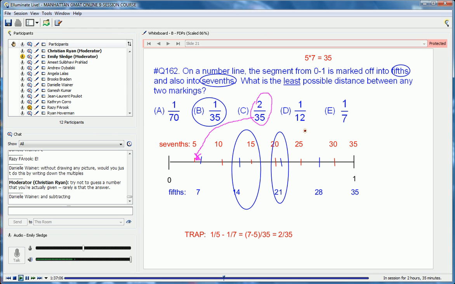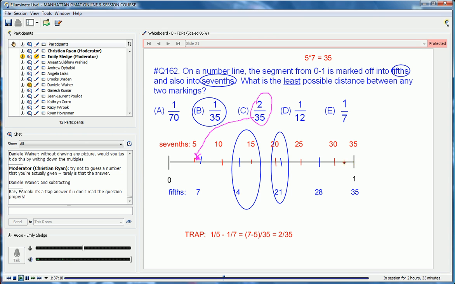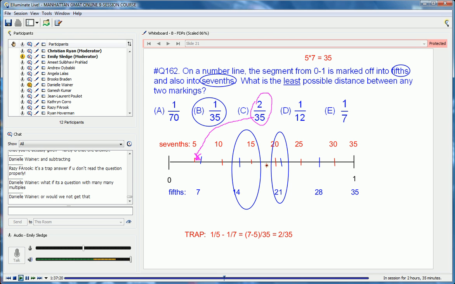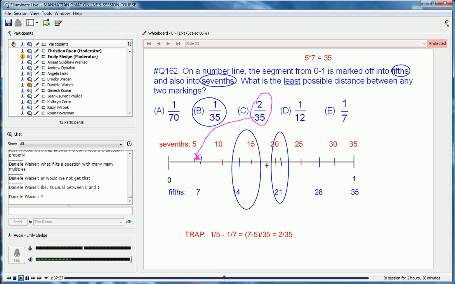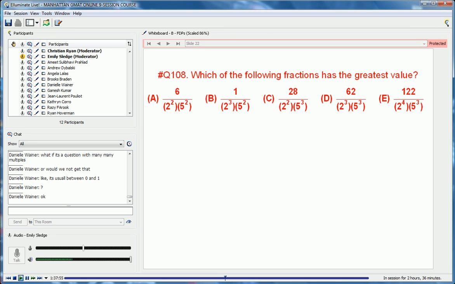Yeah, so Danielle, great question. Without drawing the picture, I'd do it by writing down the multiples. Ultimately my picture wasn't that helpful because it was not to scale. I don't think you would get that. Certainly no more than 3, but then what you would do is take the least common multiple of all the denominators given, convert every set of markings to that common denominator, and make your list. And I don't think you'd see it between, say, 0 and 100, although they could do that. All right. Let's take a look at your answers on this one.